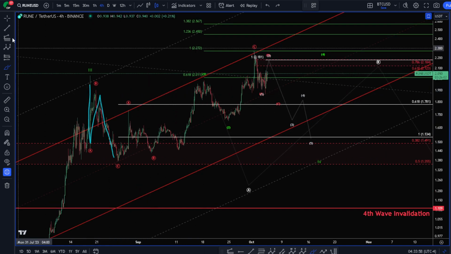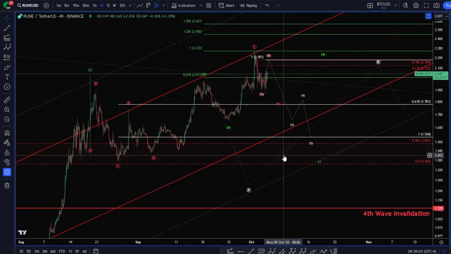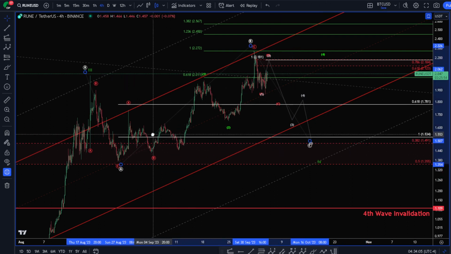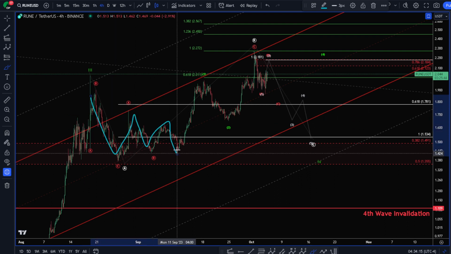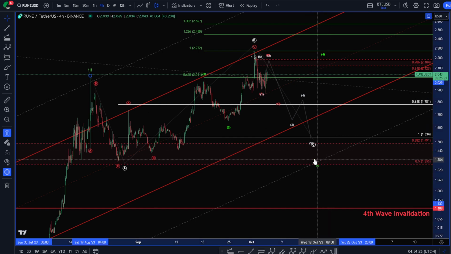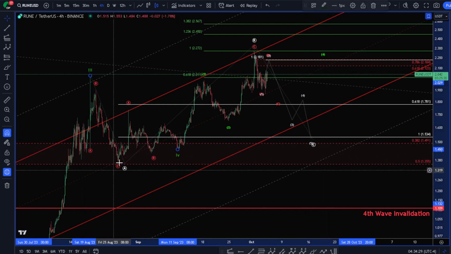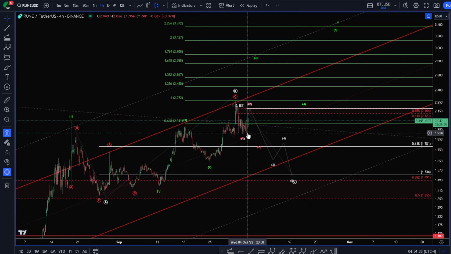Jeez, my drawing tools. I need to restart my computer, guys. Sorry. I'll try and get this finished up here, but the recording program is really giving it a run for its money. So alternatively, I had this as a triangle here, A, B, C, D, E. So our 4th wave is over here, and this was a triangle, and this is a 1, 2, 1, 2.